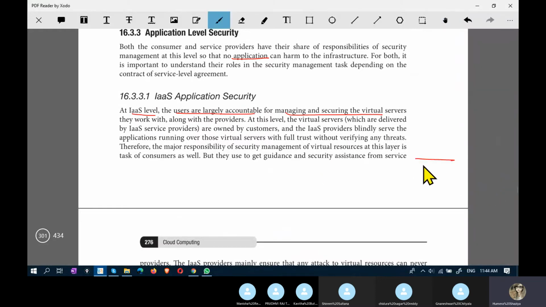You know that here you have the user, this is SaaS, this is PaaS, this is IaaS. A user can avail only SaaS service, a user can avail PaaS service, or a user can also avail IaaS service. These types of users are responsible and accountable for managing and securing virtual servers.